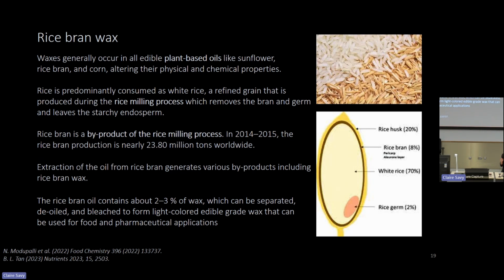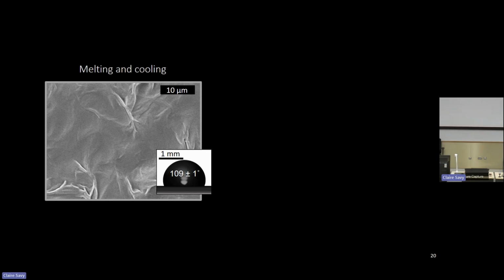And the rice bran, even though it's only 8% of the rice seed, for example, there's the data here in 2014, 2015, the rice bran production is nearly 24 million tons worldwide. And the majority of it, some of it these days, is used to create oil from rice bran, but when you produce the oil to purify it, the rice bran wax comes out of it, which goes to the waste. And the idea was, can we do something with this waste material?